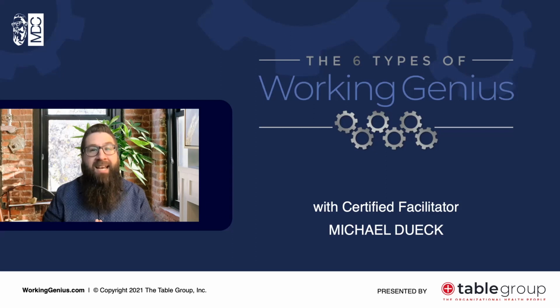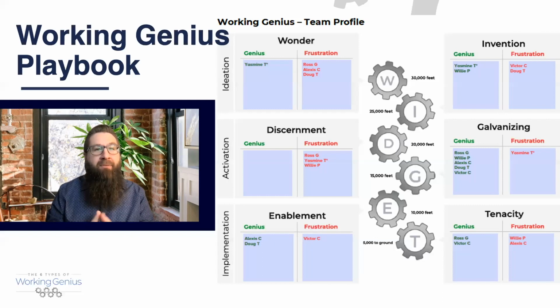Michael Dueck here, and I want to take you inside a Working Genius workshop as we take a look at a sample team map so that you can see what it's like to have this objective, high level view of our team in regards to their working geniuses and their working frustrations. And so we have this sample team of 6 members, and we're going to take a look at, hey, what is this team's strength? And what are this team's gaps or challenges?